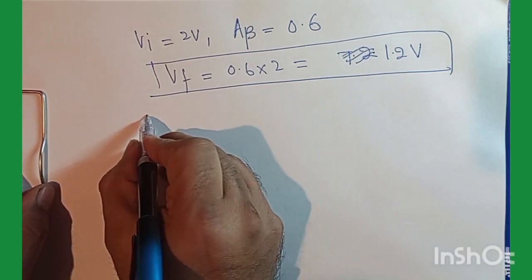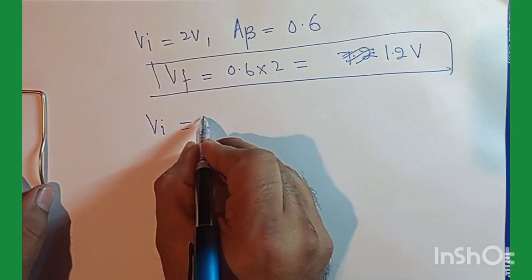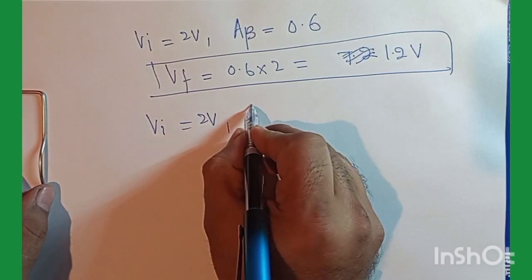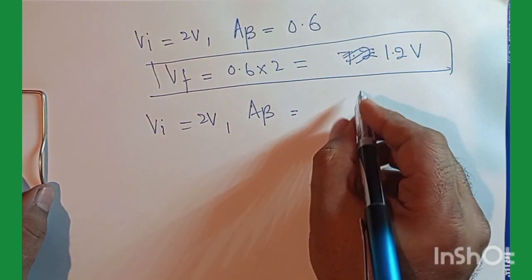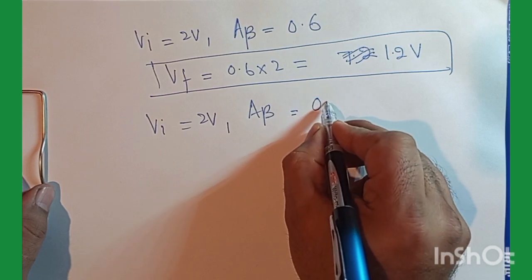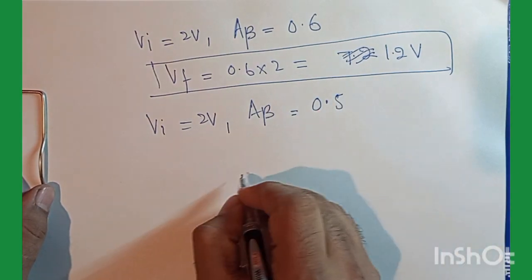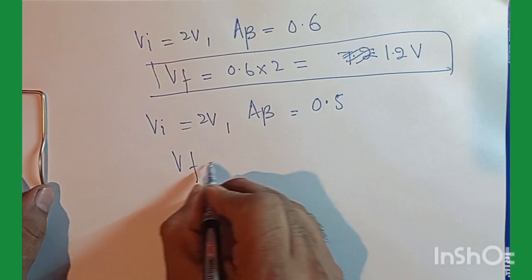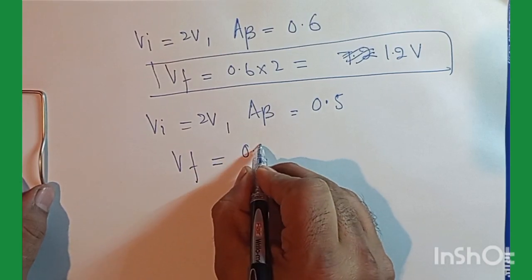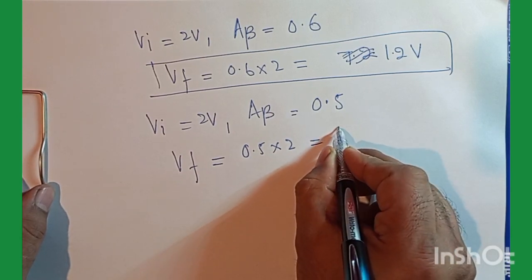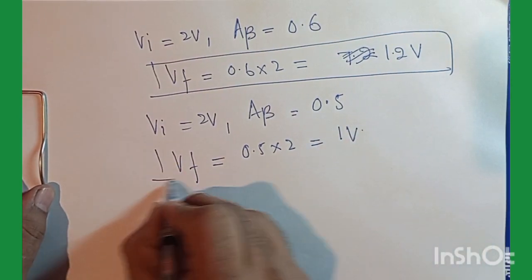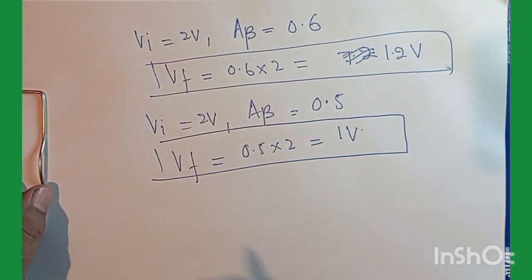Now, if we proceed with another number with the same initial voltage as 2V, and fix this A beta as, for example, 0.5. Okay, so in that case, what will be VF? That will be 0.5 times 2, so that will be 1 volt. Now this is a way to understand the situation here in terms of simple numbers.